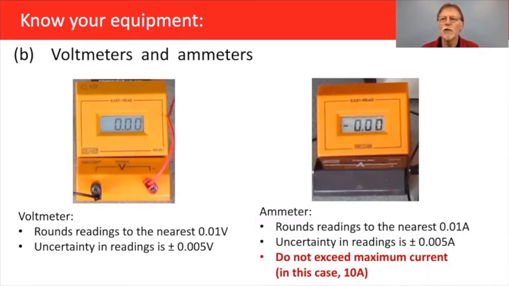We need therefore to choose our circuit components carefully in order to achieve a range of currents that go up to at least 0.5 of an amp. That's 100 times the uncertainty. The same principle applies to voltmeter readings.